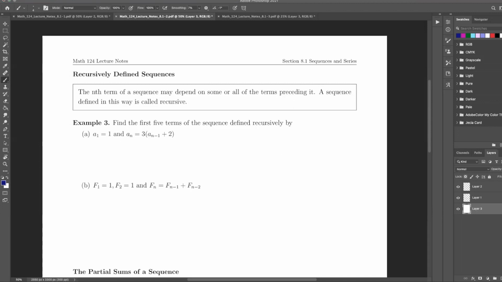Let me check something super fast. Yep, I did not save it.